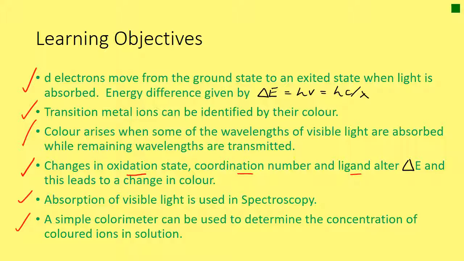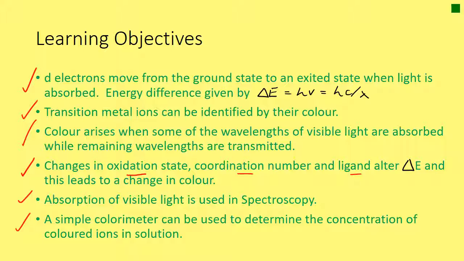So that's it for this video lesson. I hope that's been clear enough. Let's just go through our learning objectives, make sure we've covered them all off. Do we know that d electrons move from the ground state to an excited state when light is absorbed? Yes, we do. And do we know that we can work out the energy gap from that equation involving Planck's constant and the wavelength, frequency and speed of light? Yes, we do. At least we did it.